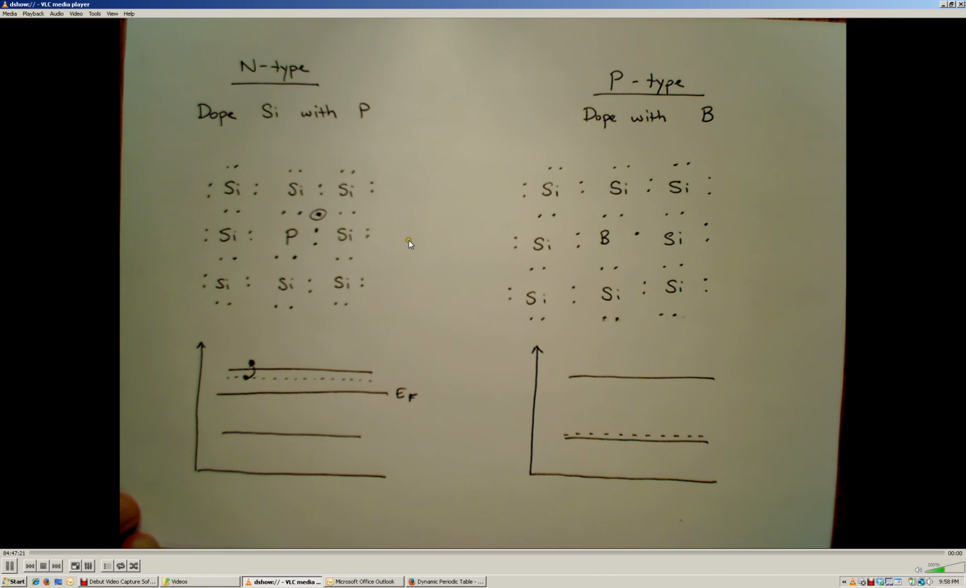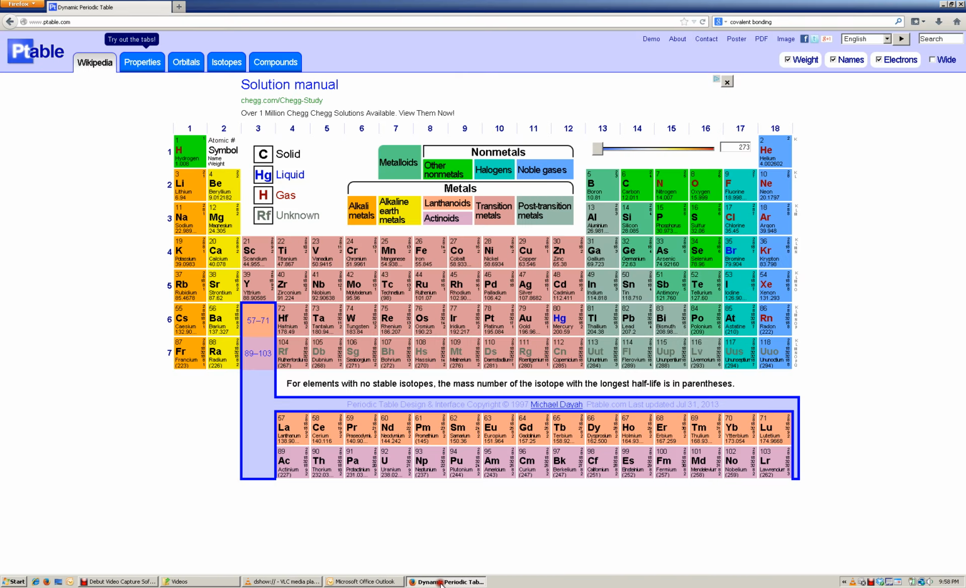Now, a p-type material, on the other hand, we're going to do the opposite with. We're going to dope silicon with boron. All right, and if we look at boron, boron resides on the periodic chart one row up and one column to the left of silicon. So what this means is that it has one fewer valence electron than silicon does.